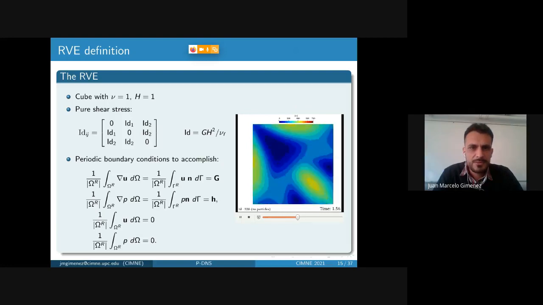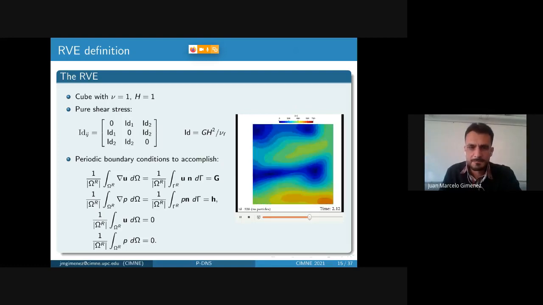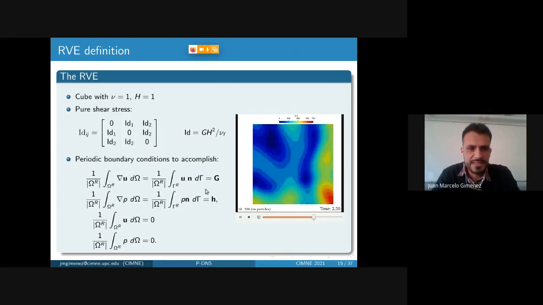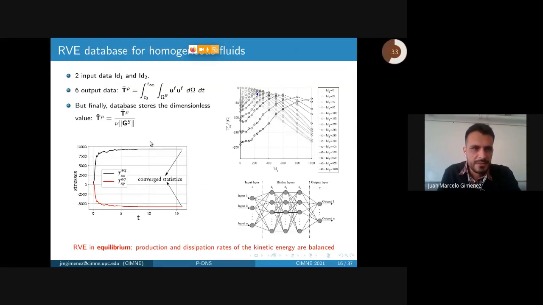Instead, we are going to solve for a statistical convergence state. So we are going to compute some quantities at the equilibrium, meaning a time average convergence. We are going to compute this tensor, the spatial average of the product of the fine velocities, but integrating in time to obtain convergence statistics. We are going to store in our database not this output, because we want the dimensionless value, so we are going to store some dimensionless data.